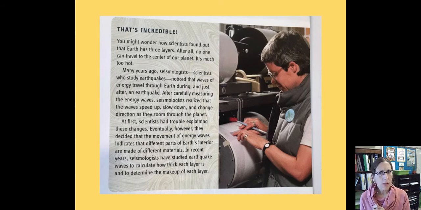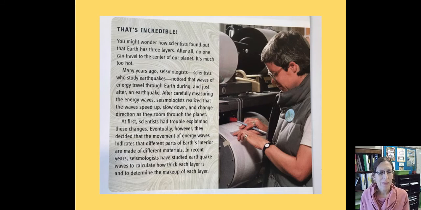That's incredible. You might wonder how scientists found out that the Earth has 3 layers, or technically 4, but they're calling the crust or the core 1 layer. After all, no one can travel to the center of our planet. It's much too hot. Many years ago, seismologists, those are scientists who study earthquakes, and we'll learn more about earthquakes later, noticed that waves of energy travel through Earth during and just after an earthquake.